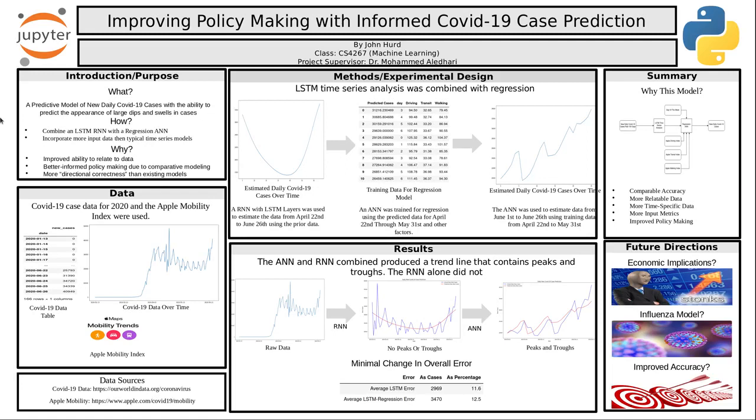My name is John Hurd, and my project is about improving pandemic response policymaking regarding COVID-19 using an informed prediction model that takes external factors into account. Here is the poster I created for the project. I will be guiding you through the sections of the poster one by one.